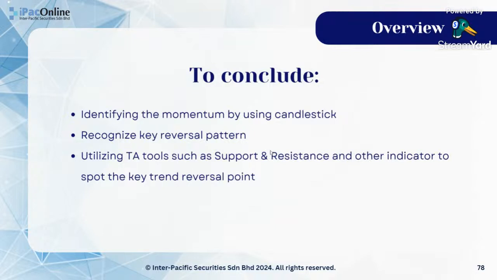So basically, that's to conclude. We are seeing that one of the main usages of candlestick is to help us identify the momentum of the markets, and one way that many use is by recognizing the key reversal patterns, and by combining TA tools like support resistance, RSI, and all other indicators to spot the potential reversal area to get in, or also we can look for the potential area for the resumption of the trend to go in as well.